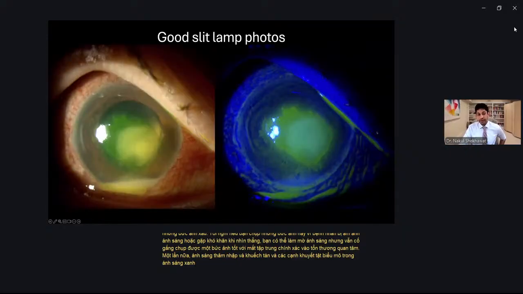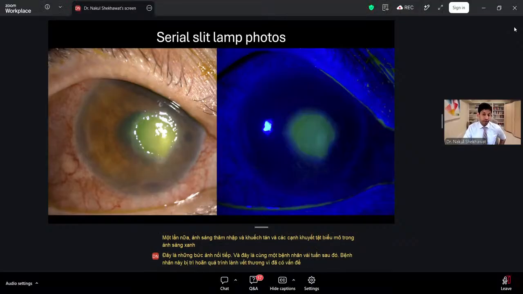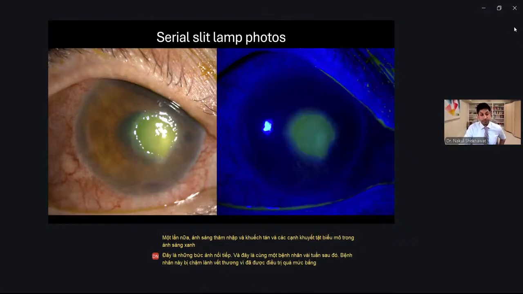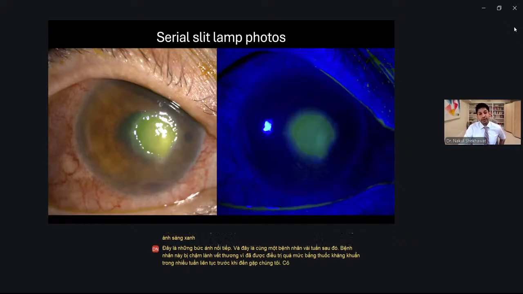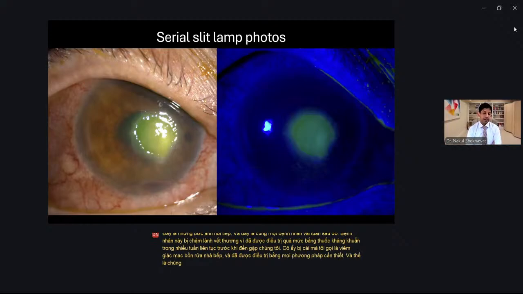Here's serial photos. So here's the same patient several weeks later. This patient was having delayed wound healing because she had been overtreated with antimicrobials for many weeks on end before seeing us. She had what I call a kitchen sink keratitis, where she's been treated with everything and the kitchen sink. And so we actually instituted a washout period and repeated the scraping, confirmed that this was indeed just a gram-positive bacterial keratitis, and then allowed her to heal.